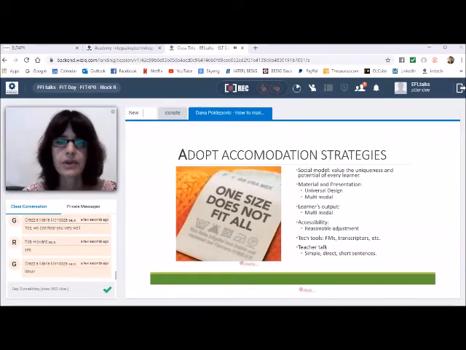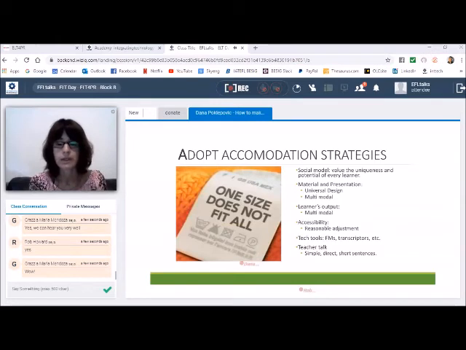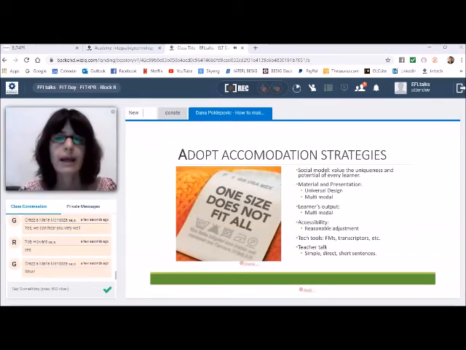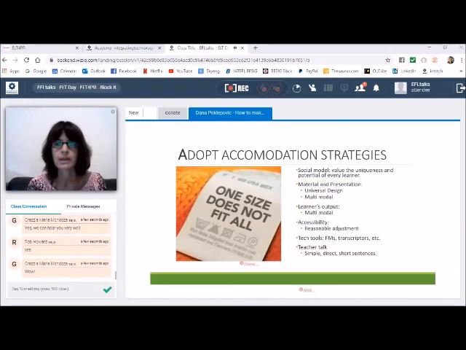The A stands for adopt accommodation strategies. As I told you before, we are not equal. Each learner is unique, and we, of course, need to accommodate. Just as we accommodate or adjust buildings for people with disabilities on wheelchairs, we need to adapt other aspects of the class. Here I put some aspects. Of course, this part is so large, but we can deal with it in 10 minutes.